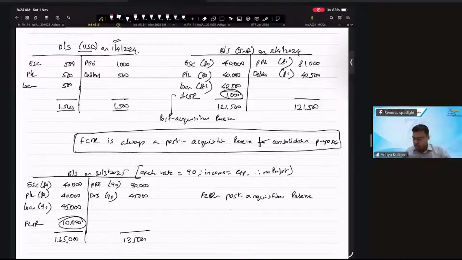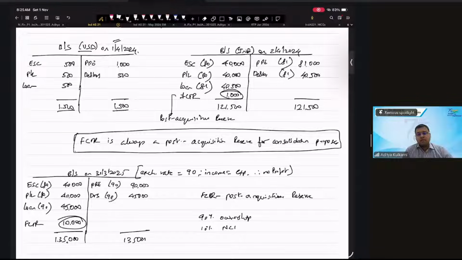Now 90% ownership, 10% we call it as NCI, non-controlling interest. We call it in India as NCI. That means your share capital 10% belongs to this fellow, number one. Reserves 10% belongs to this fellow, number two. So now you tell me FCTR, will it belong to the parent or will it belong to parent as well as non-controlling interest? What do you think?